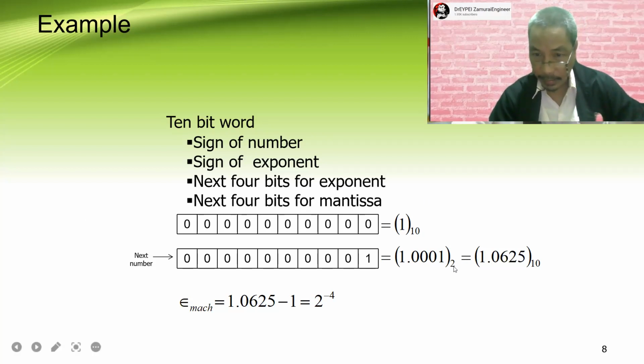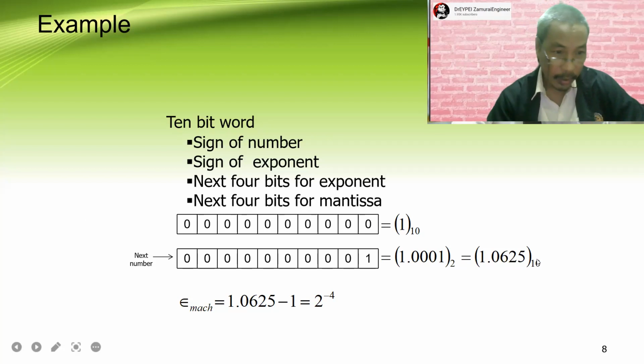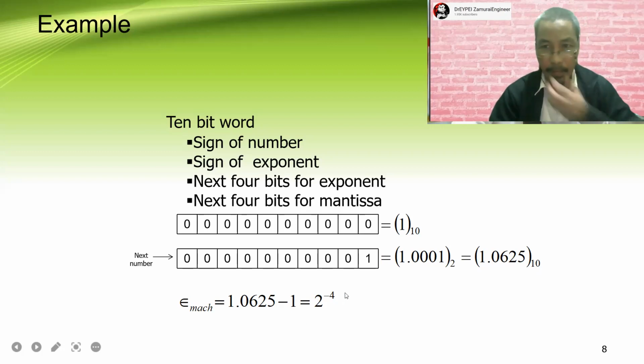This is binary, so this means binary number. This means decimal number because we have 10 as a base 10. So machine epsilon is like this. Just remove the whole number. What would be left is 0.0625. And 0.0625 is equal to 2 to the negative 4. Okay. Familiarize yourself with that.